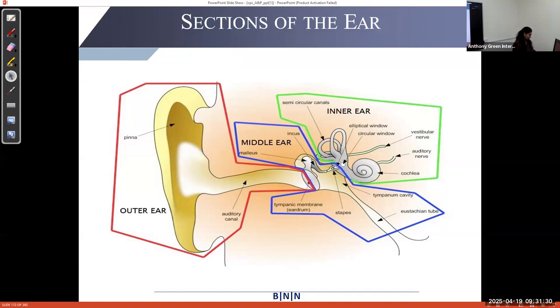Okay. Then in the inner ear, cochlea is important, and the semicircular canals which we just discussed. So what is cochlea? You can see this one, the snail shaped. It looks like a snail. Okay. So that is cochlea. What is the importance of cochlea?